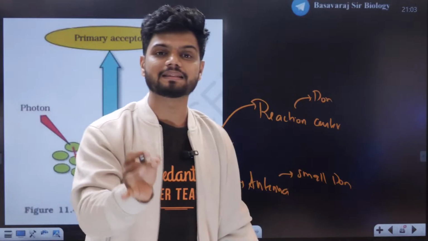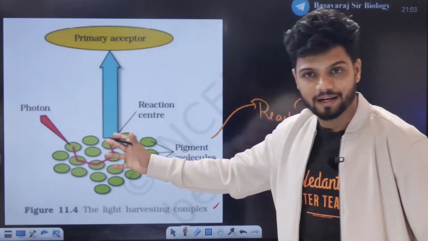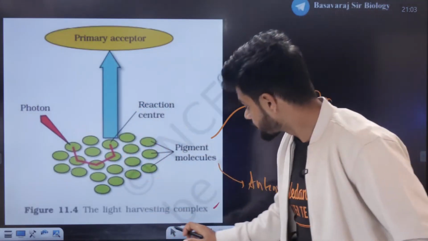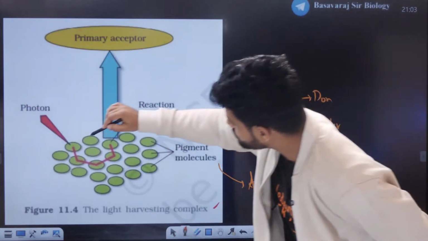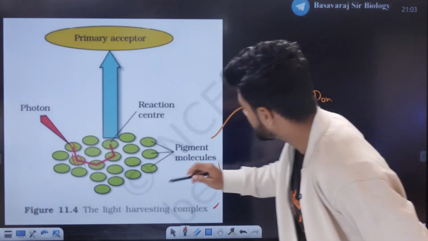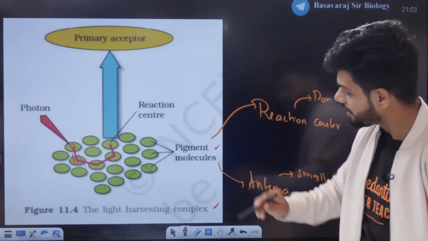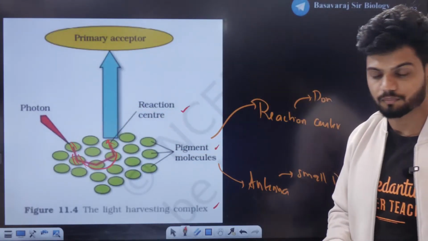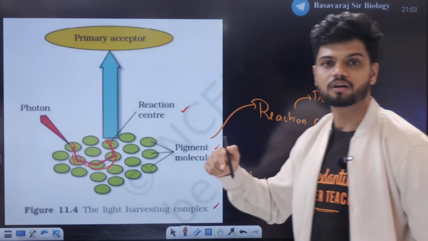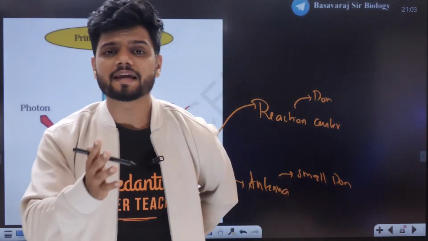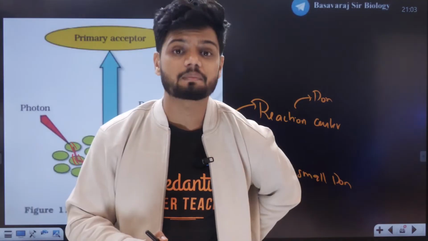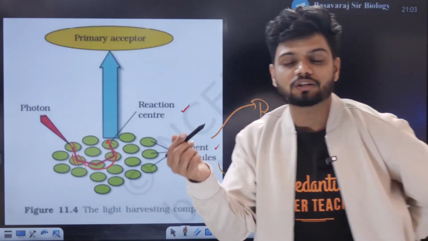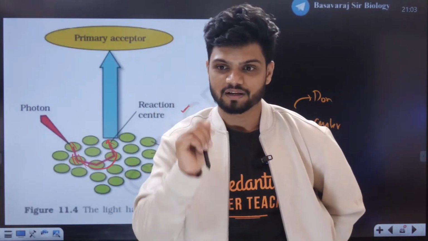Same thing is happening in the case of the light harvesting complex. In the light harvesting complex, all the energy, all the photons, are being absorbed by the pigment molecules or the antenna, and the entire thing is transported to the reaction center, because the pigment molecules or the antenna cannot do the reaction. They do not have the enzymes present for it, while the reaction center can do the enzymatic work and electrons can be excited. Clear, all of you?